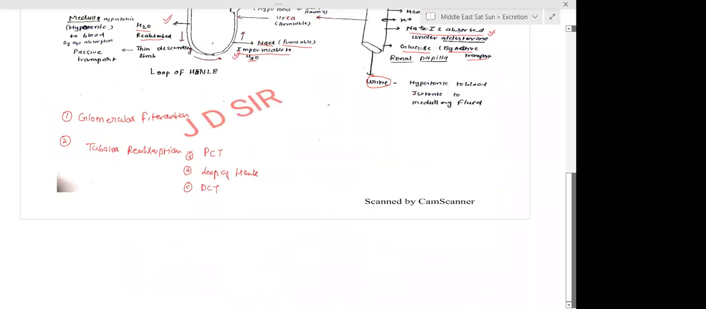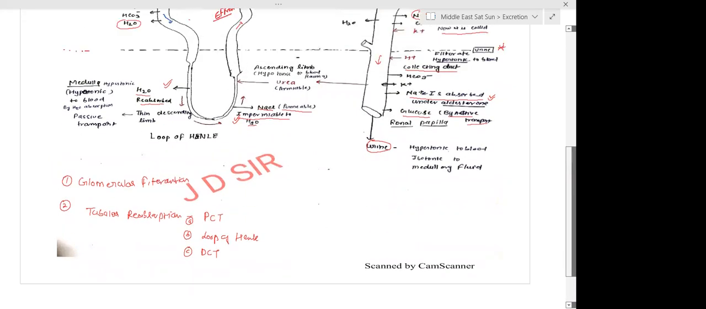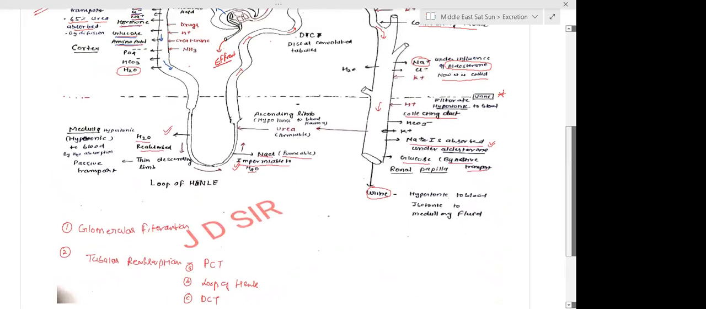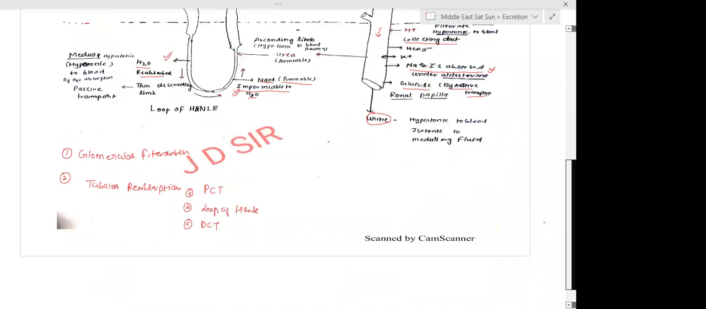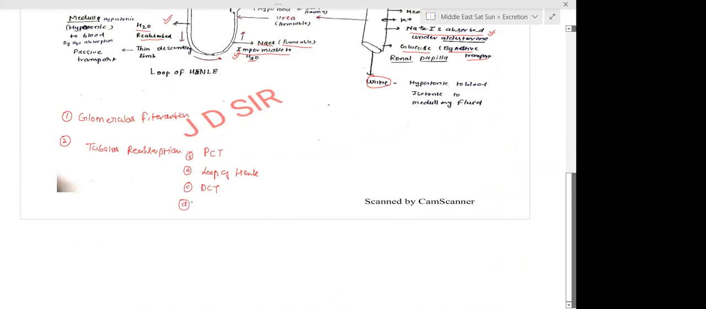So look, we have studied the reabsorption at the point of DCT. Next, I have told you that after the DCT there is a collecting duct, right? This part is called the connecting duct, and this is called the collecting duct. The connecting duct is that part of the nephron which connects to the collecting duct. So the next heading is collecting duct. Put heading.